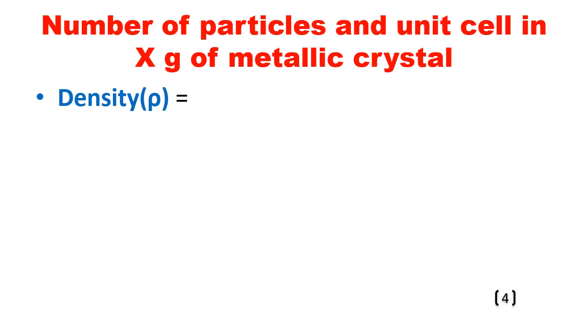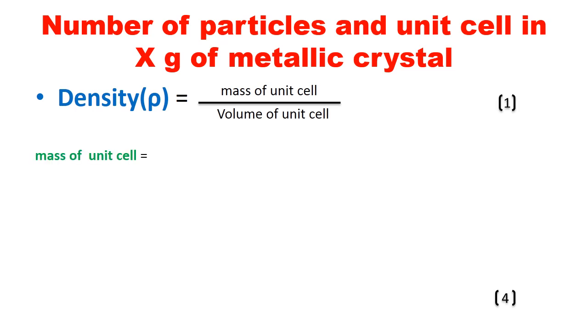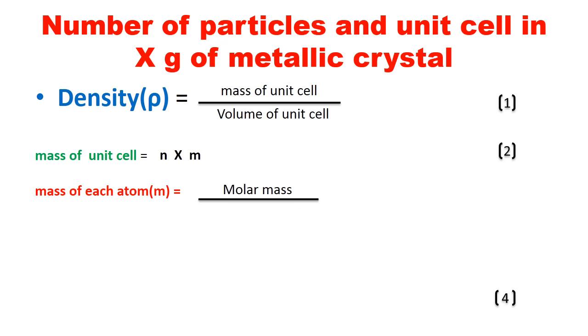We know that the formula of density is equal to mass of unit cell divided by volume of unit cell, and it is equation number 1. Mass of unit cell is equal to number of particles per unit cell into mass of an atom, and it is equation number 2. Mass of each atom is equal to molar mass divided by Avogadro number, which is equal to M divided by Na, and it is equation number 3.